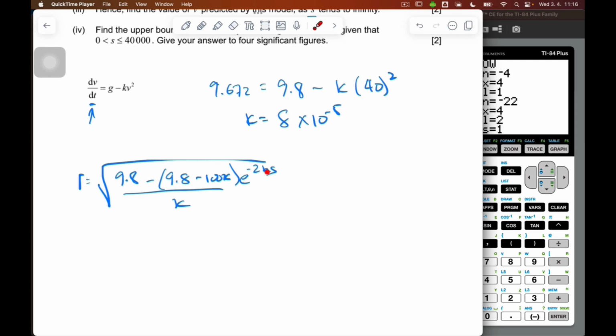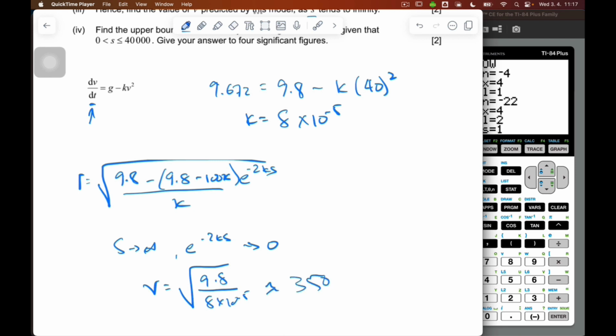As s goes to infinity, e to the negative 2ks goes to 0. So that means these two values, 0 times this, means this is 0. And so it means that v will end up being the square root of 9.8 over 8 times 10 to the minus 5, which is approximately 350 meters per second.